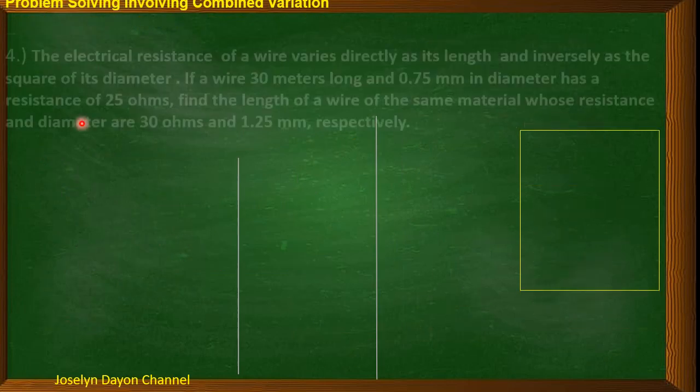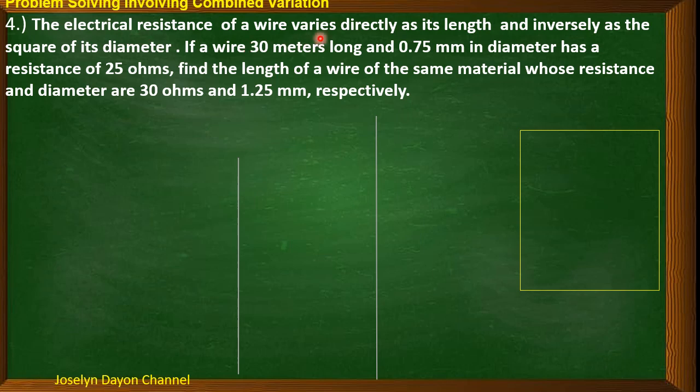Okay, last problem. The electrical resistance of a wire varies directly as its length and inversely as the square of its diameter. If a wire 30 meters long and 75 hundredths millimeter in diameter has a resistance of 25 ohms, find the length of a wire of the same material whose resistance and diameter are 30 ohms and 1.25 millimeter respectively. So we have to assign first a variable to represent for the quantity.